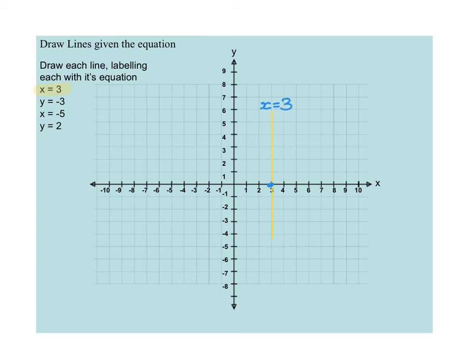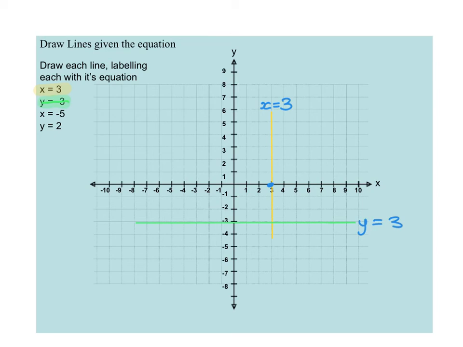Okay, next one, y equals -3. Oh, wrong pen again, I'm trying and failing. Y equals -3. This one is going to cross over the y-axis at -3. So I've drawn a line there. Make sure you've got a ruler handy. So that line's coming along, it's crossing the y-axis at -3.